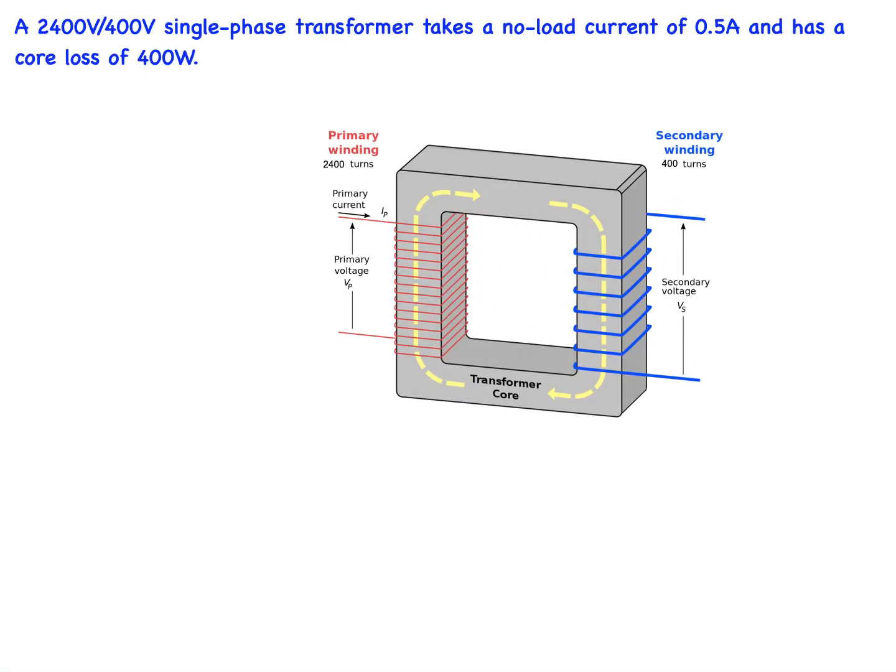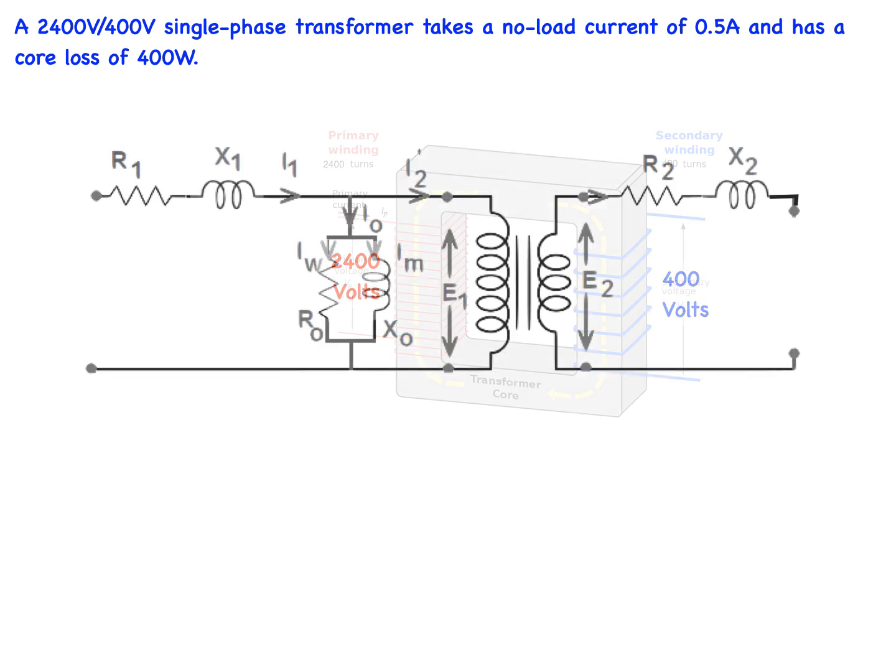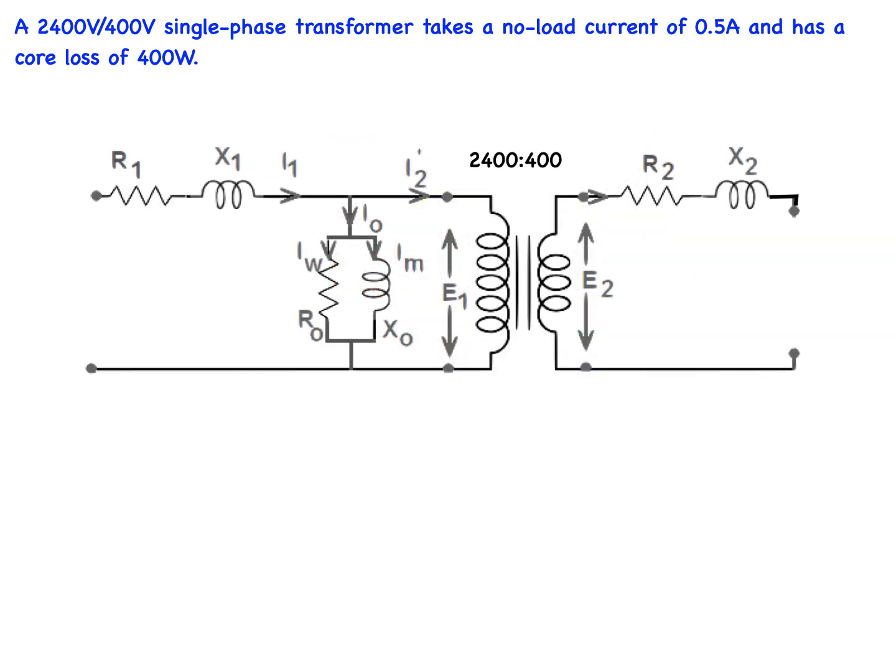In this problem, we are going to be looking at a 2400 volt / 400 volt single phase transformer, which means the primary coil has 2400 turns and the secondary winding has 400 turns. Because we are going to consider this to be a realistic transformer, I'm going to represent it by its equivalent circuit, shown here. This transformer takes a no-load current of 0.5 amps and has a core loss of 400 watts.